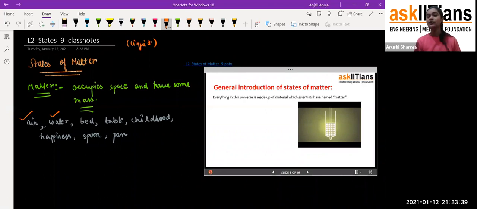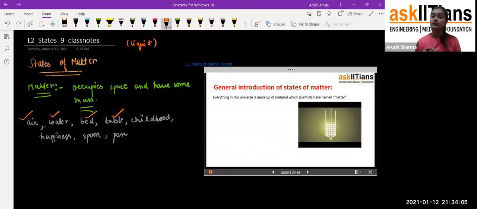If you're sitting in your room, you are inhaling oxygen, and oxygen is a part of air. If you go somewhere else, you will find the same oxygen there, and you will inhale oxygen there also. So that's how air is everywhere around us, and that is why air also occupies space. So we consider it a state of matter. Bed is a state of matter, table is a state of matter.